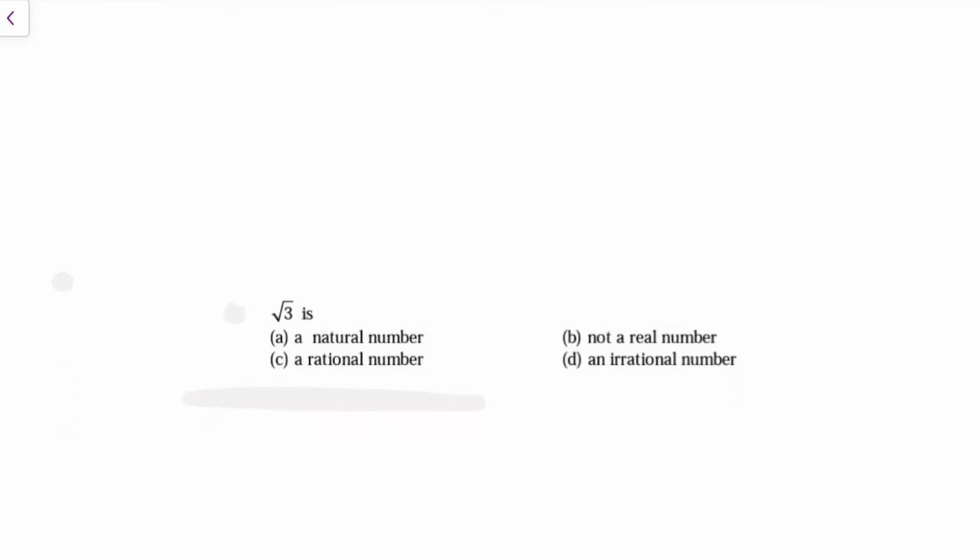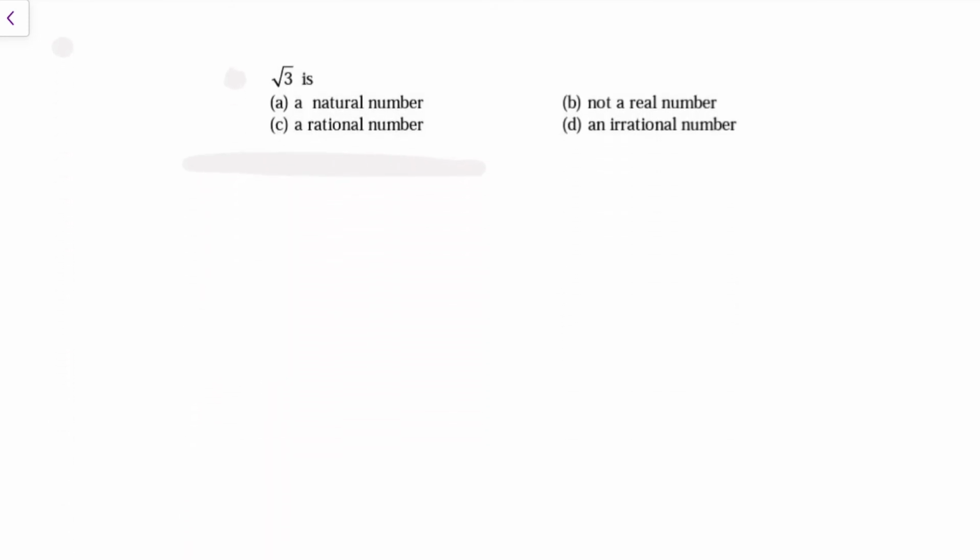Next, root 3 is an irrational number. Option D is the correct option, because root 3 will have neither terminating nor repeating type of decimal. So irrational.